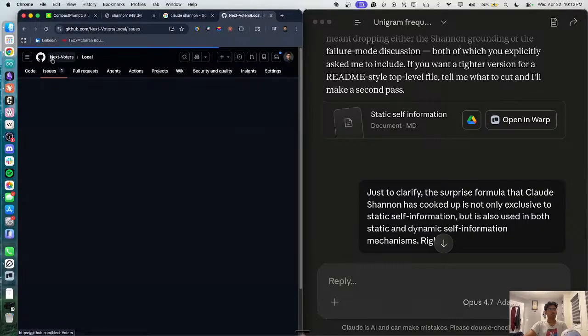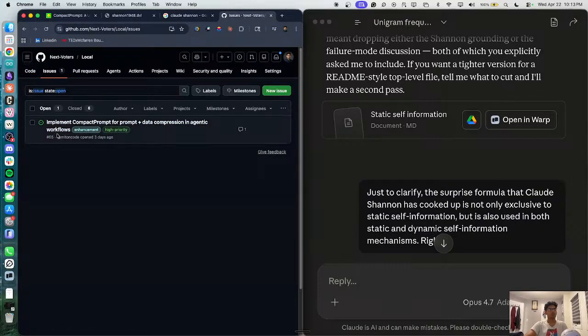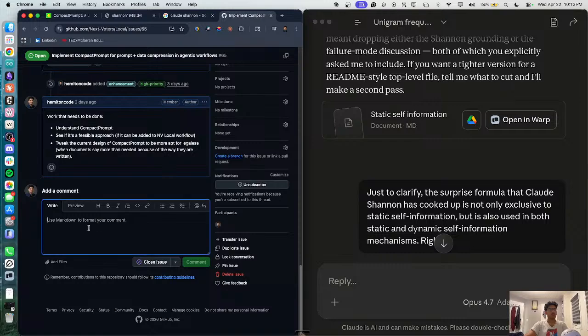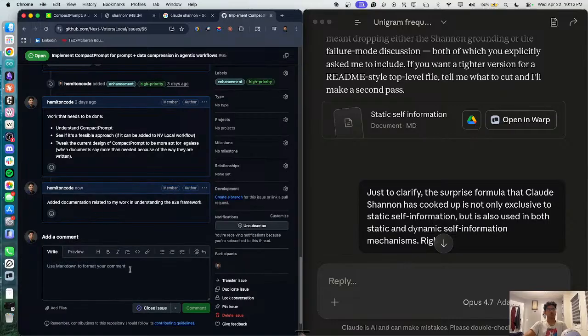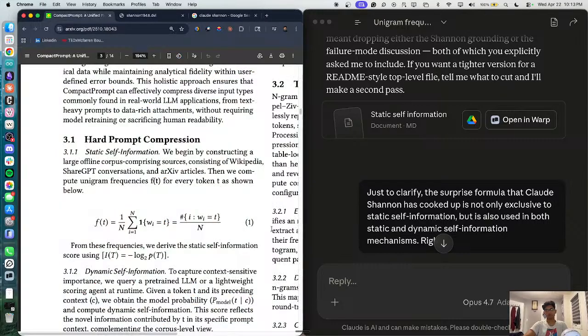Okay, and the issue is still about CompactPrompt. So I'm just going to go ahead and commit: added documentation related to my work in understanding the end-to-end framework. Done, and we're good to go.